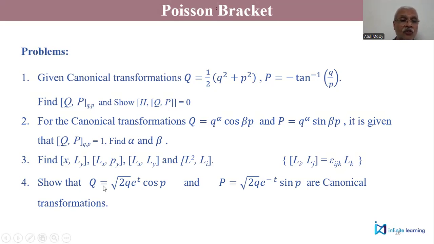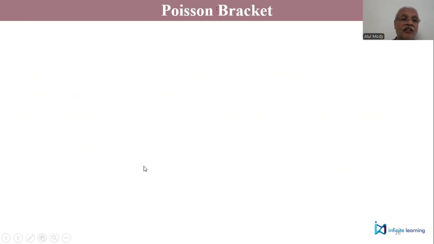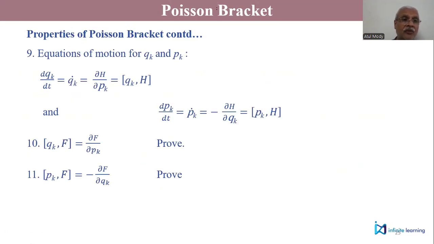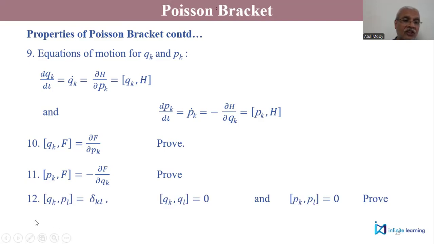Then, of course, you have another transformation given, and you have to show that it's canonical. So for a transformation to be canonical, it has to obey the Poisson brackets which we have written earlier. Which ones? I'll tell you. Q_k, P_l is delta_kl, Q_k, Q_l is 0, and P_k, P_l is 0.